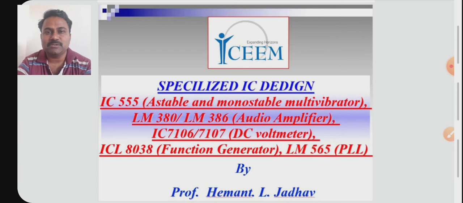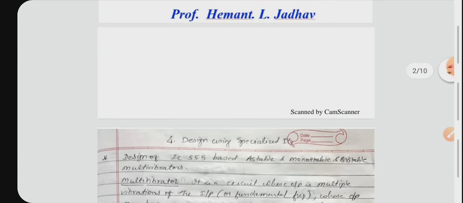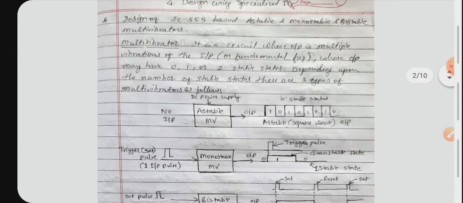Okay, so let us start the design of different special circuits by using special ICs like IC 555, then IC LM380, IC 8038, PLL 565 and IC 7106. Let us start one by one. Initially we will start the design of IC 555 based circuits.